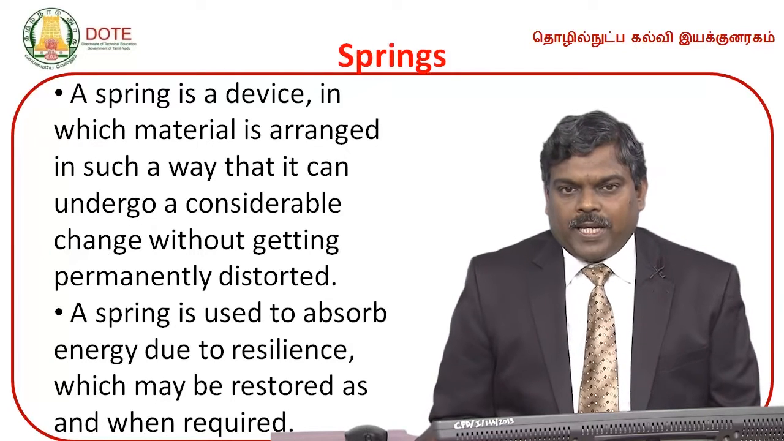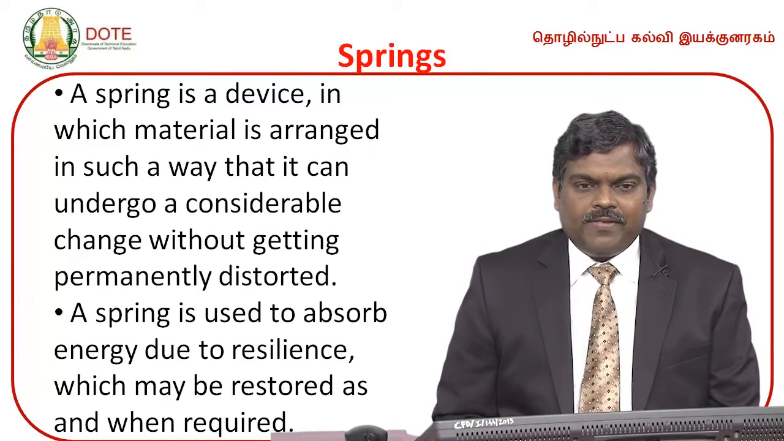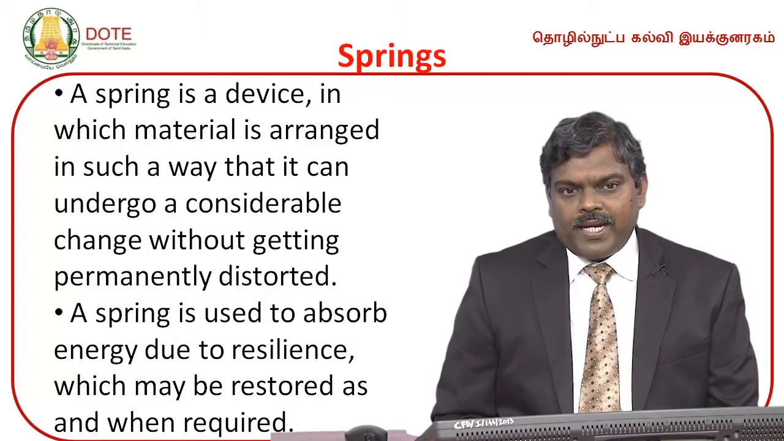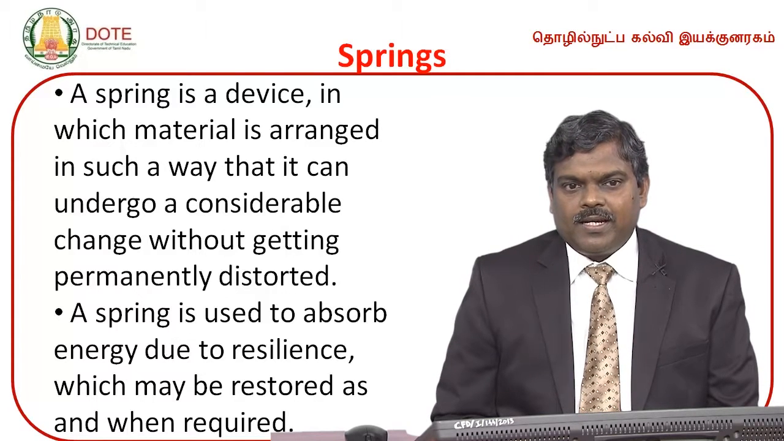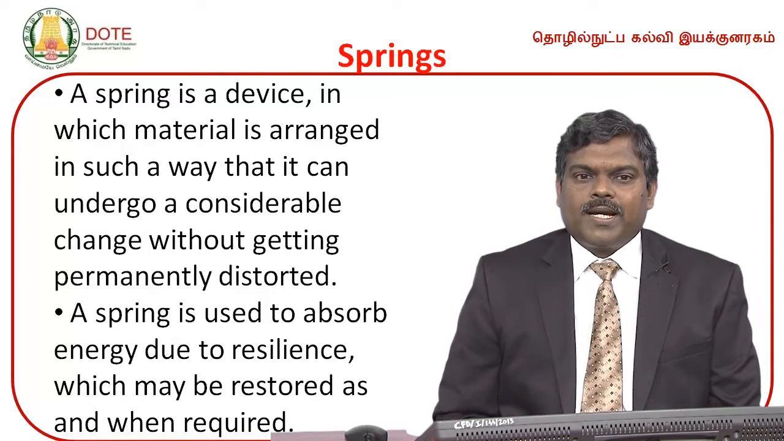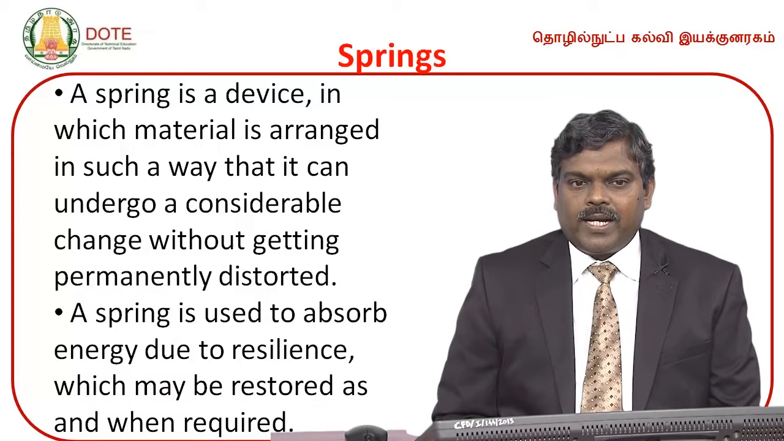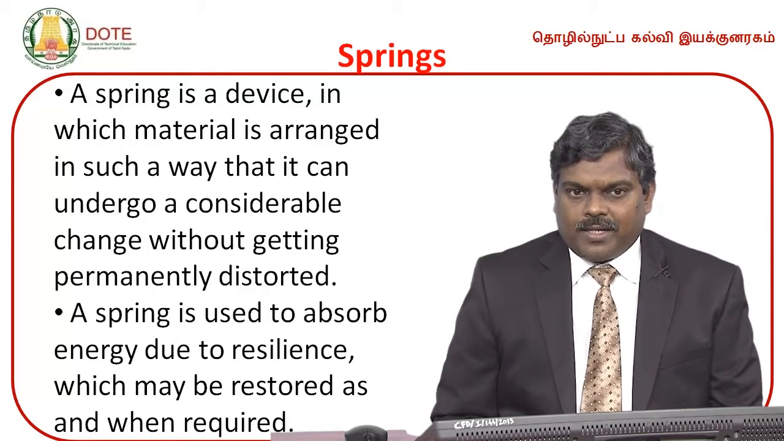So what is a spring? A spring is a device in which material is arranged in such a way that it can undergo a considerable change without getting permanently distorted.